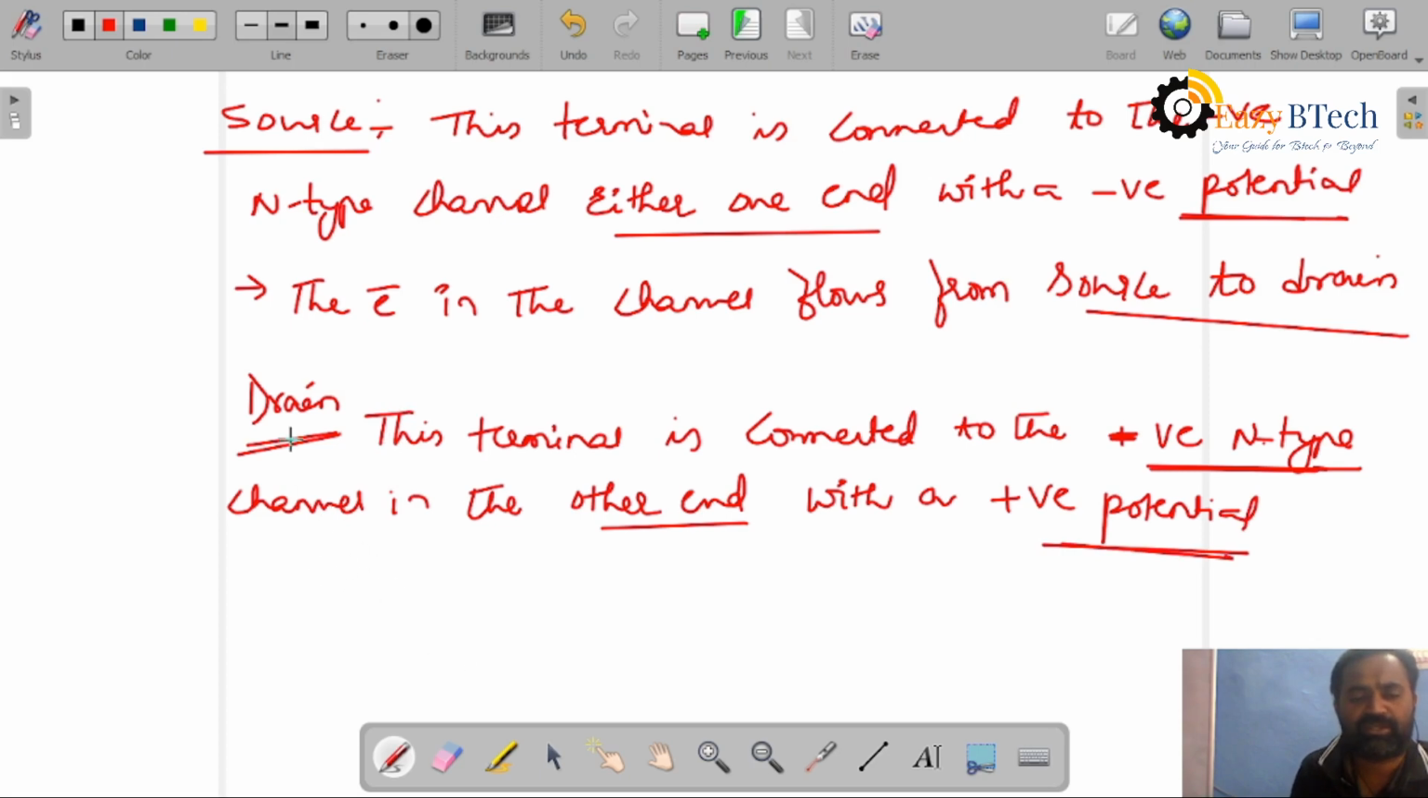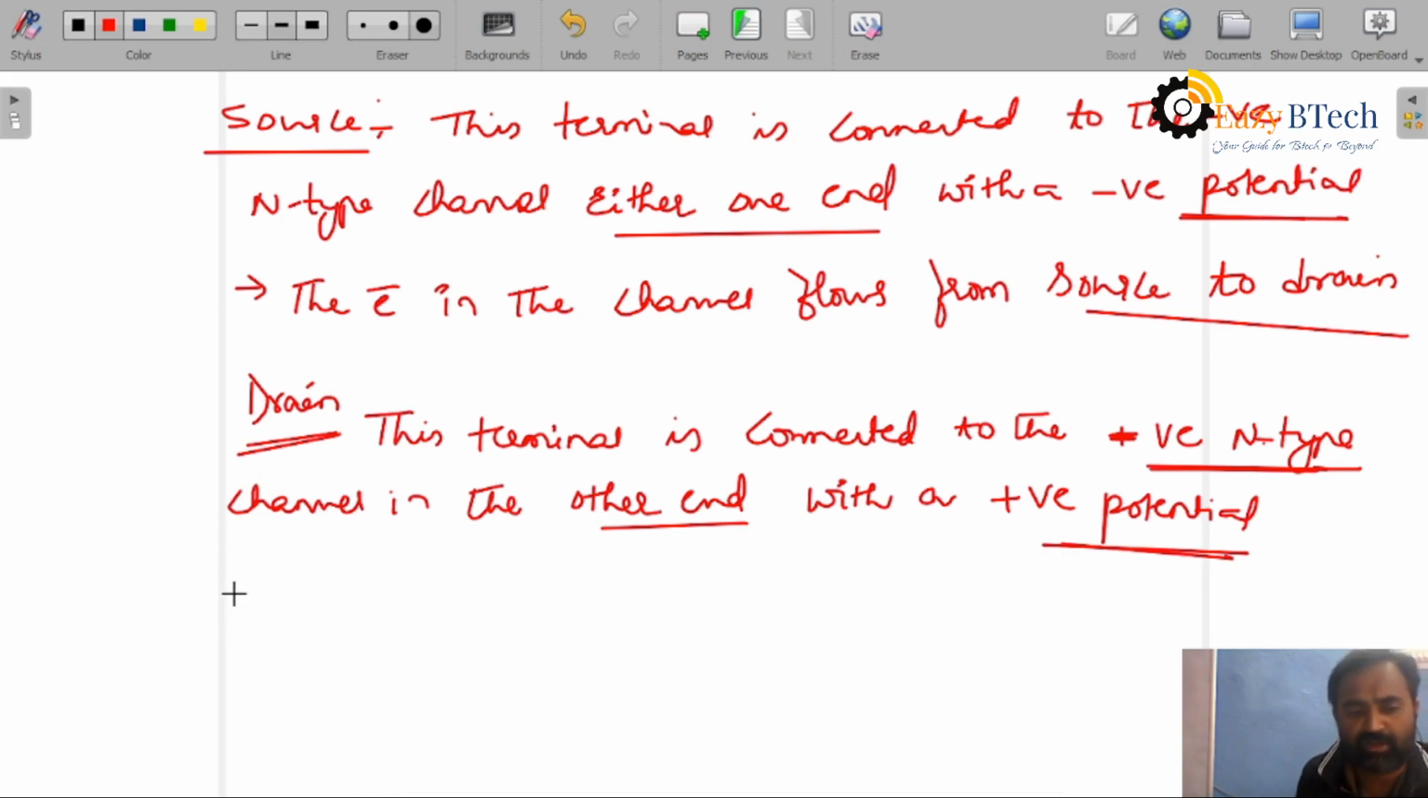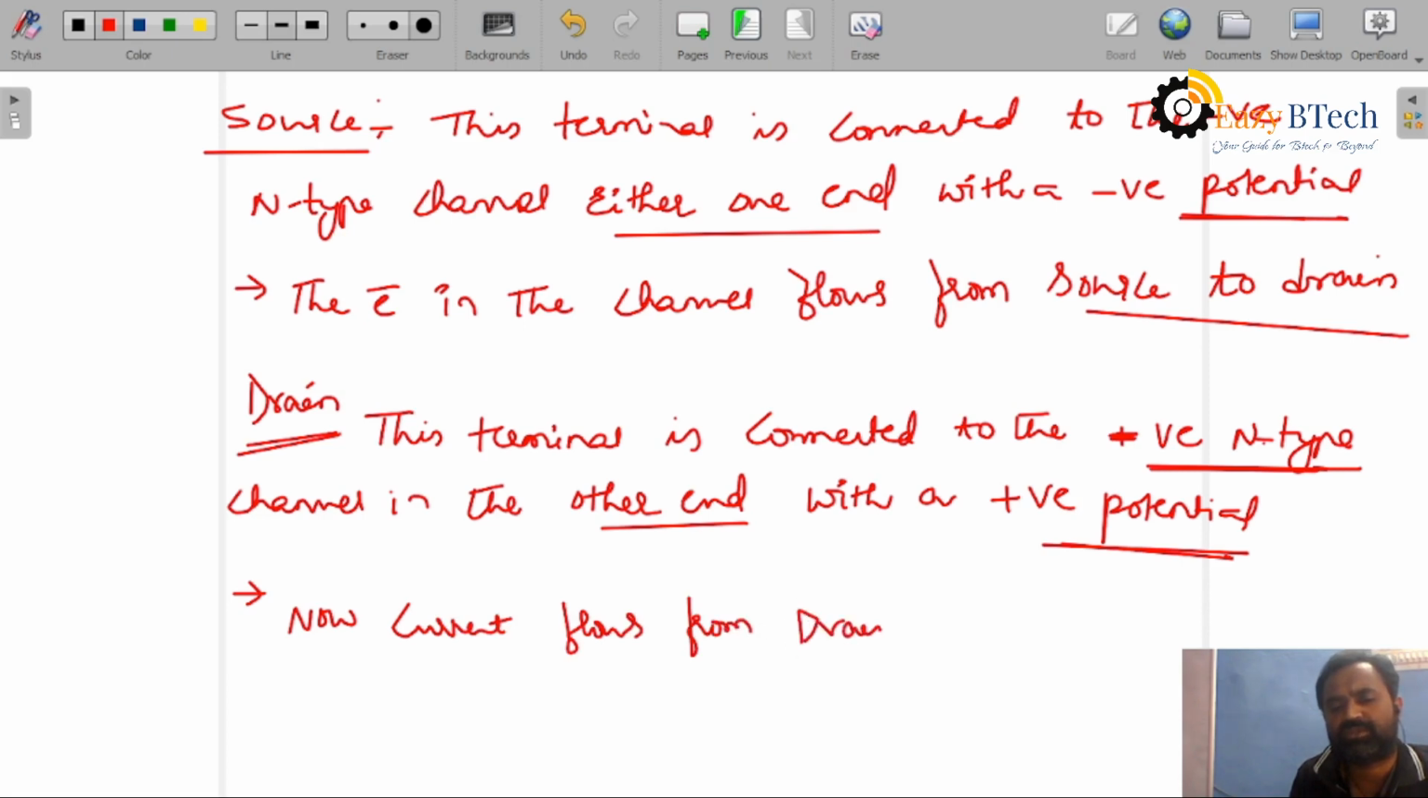Now you can remember, students, you have to remember this point here. When you apply a voltage between source and drain, then only the charges can move from source to drain. Now current flows from drain to source.